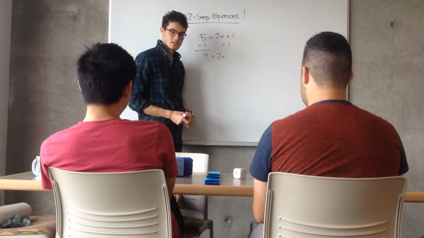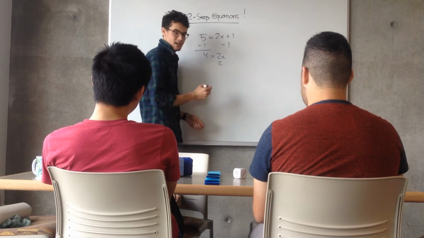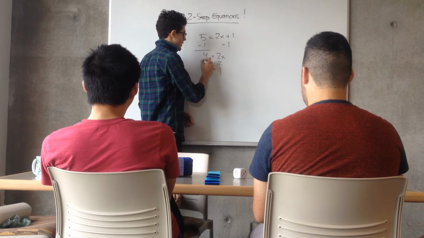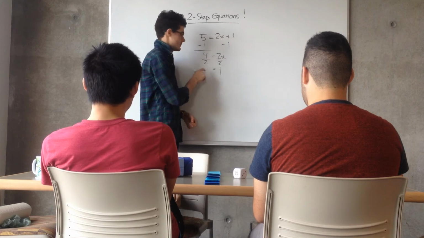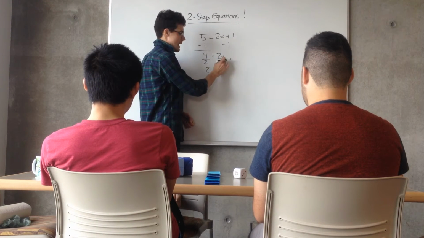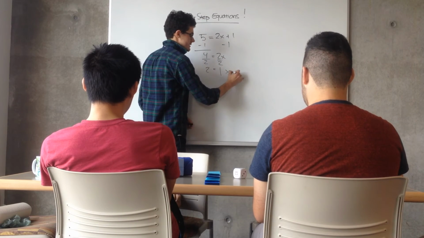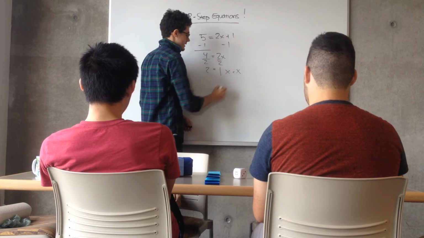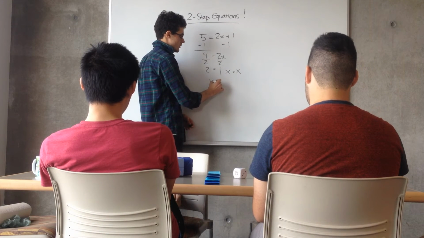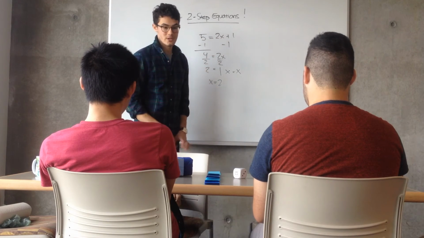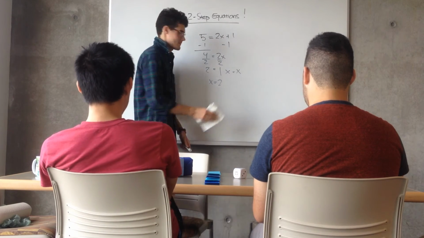So, if we divide by 2, 2 divided by 2 is? 1. And then 4 divided by 2 is? 2. And we have to remember that we're multiplying this by x. 1 times x is? X. X, got it. So we get x equals 2. And now we can plug it back into our original equation to see if it works out. Should we try it?